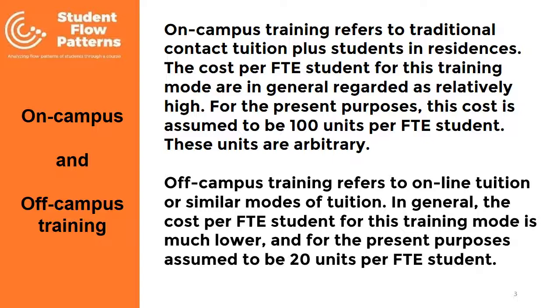Off-campus training refers to online tuition or similar modes of tuition. In general, the cost per FTE student for this training mode is much lower, and for the present purposes assumed to be 20 units per FTE student.